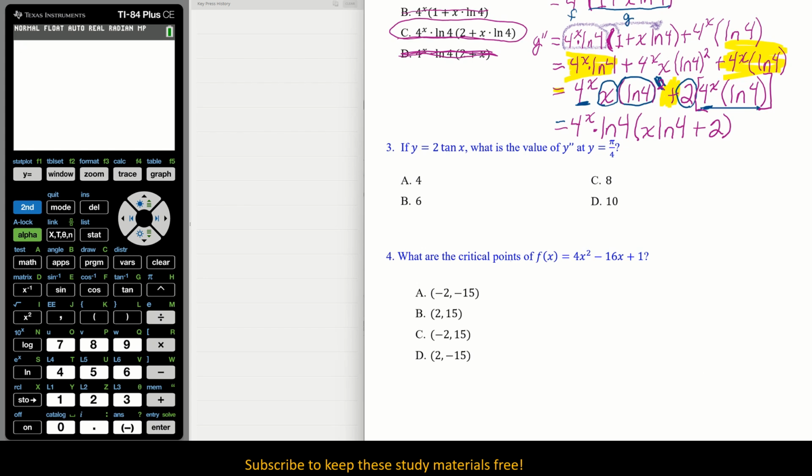Okay, now let's look at number 3. If y equals 2 tangent x, what is the value of y double prime at x equals pi over 4? So they're asking for a particular value of y double prime. The first thing that we need to do is we need the double prime.